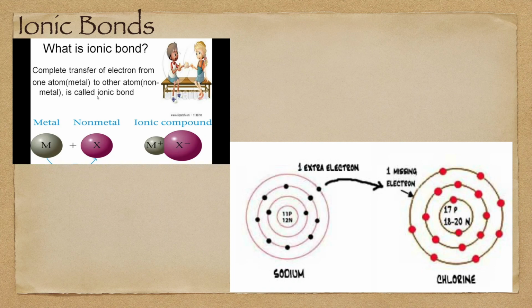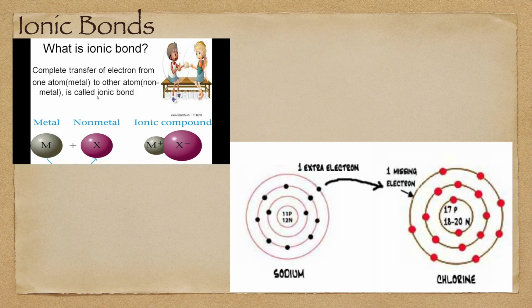So what is an ionic bond? An ionic bond is the complete transfer of an electron from one atom, a metal, to another atom, a nonmetal. It's the complete transfer of the electron from one atom to another. That doesn't mean they're sharing the electron. No. It's completely transferred. It has to be between a nonmetal and a metal. There are no exceptions for that.